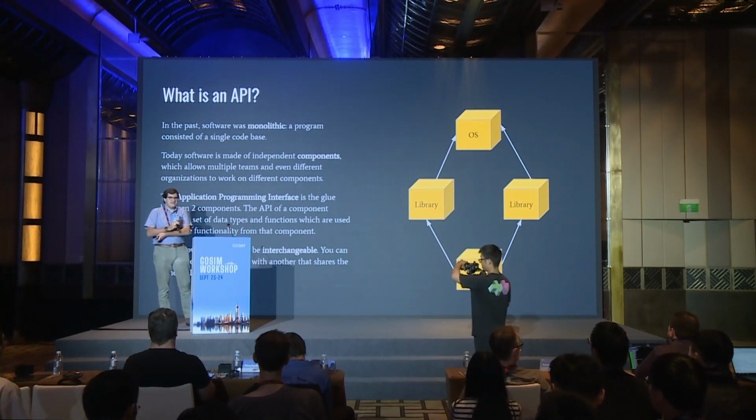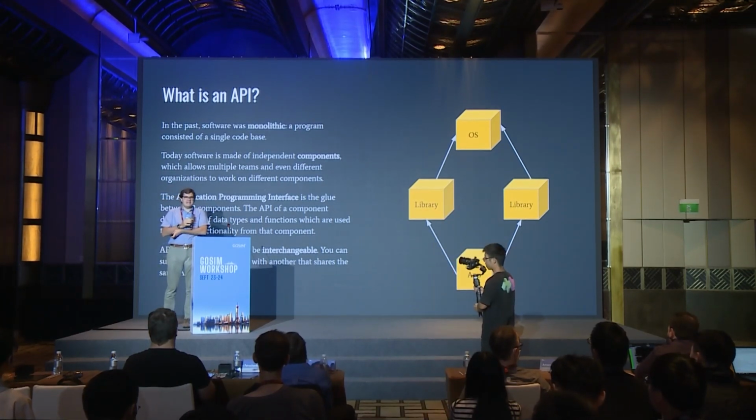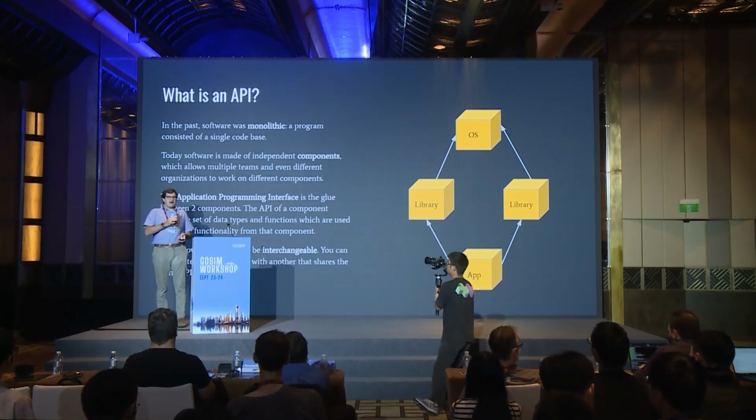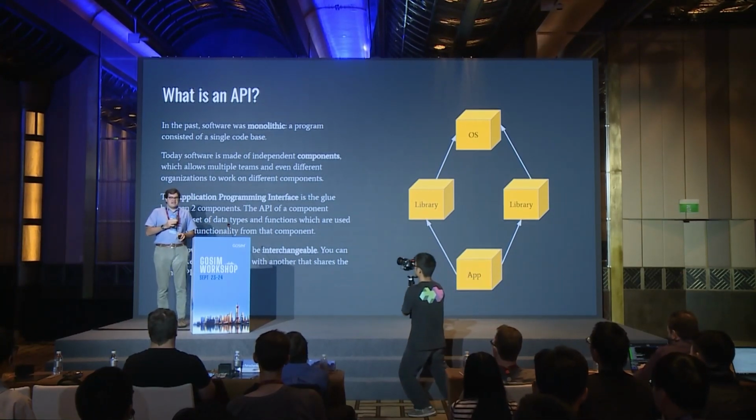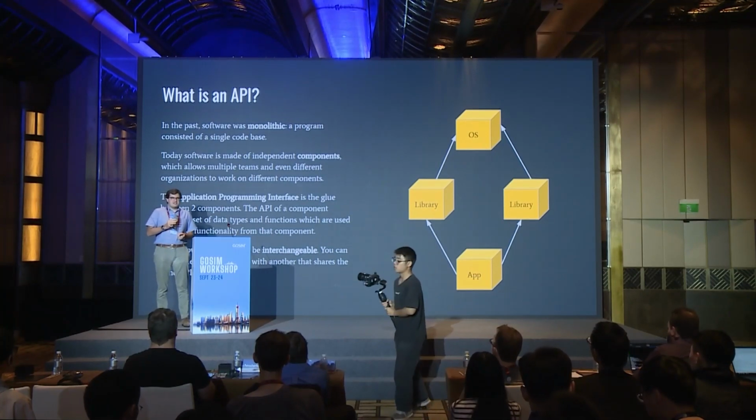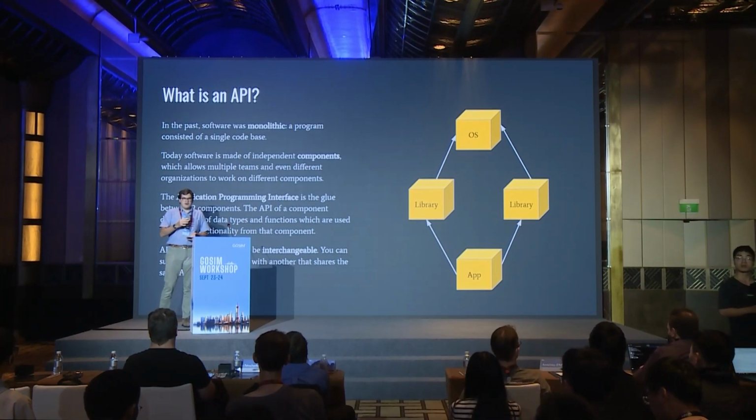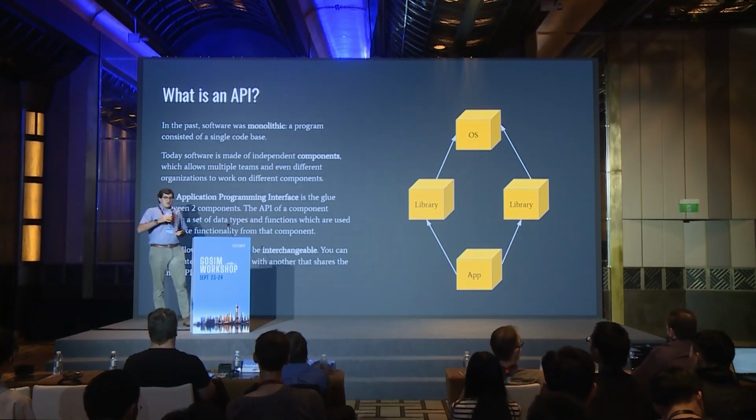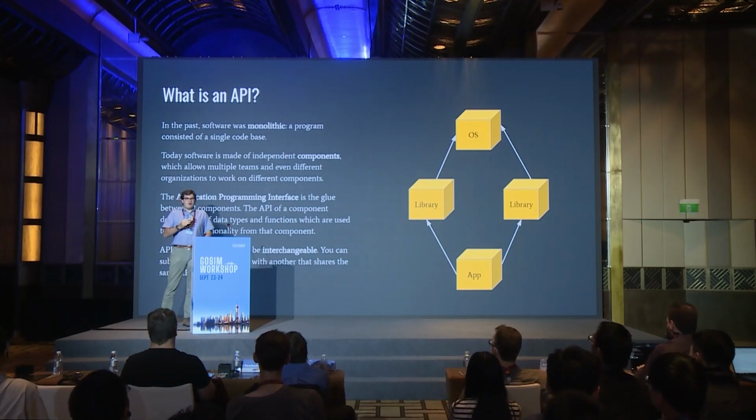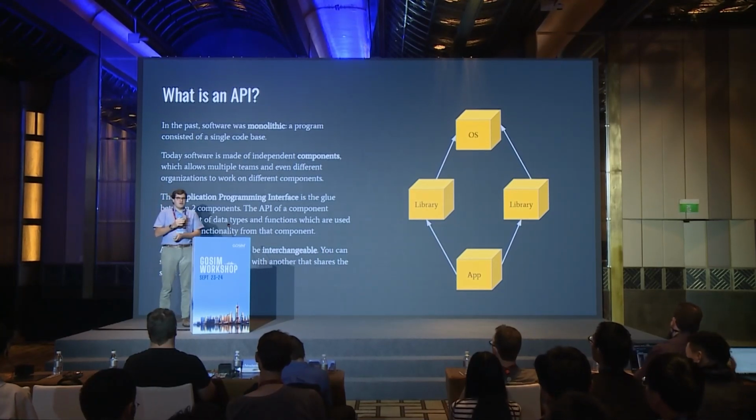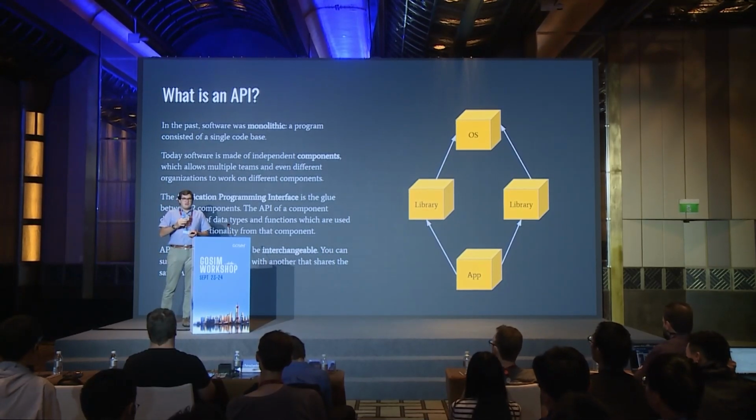The glue between these components is the API, the application programming interface. Essentially, the API defines all of the data types and all of the functions which you can use to call into a particular component. Conversely, the API also defines what is a private implementation detail of that component, the parts that you are politely asked not to rely on.